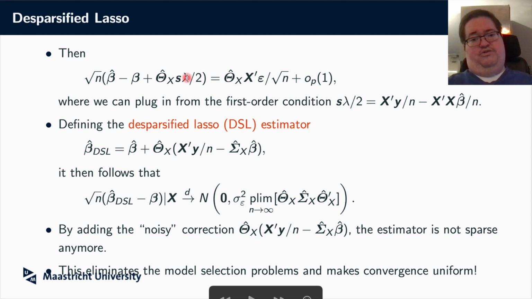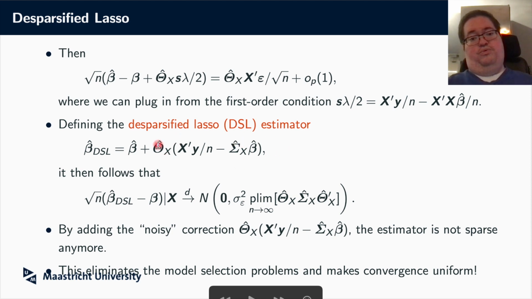So we move this part to the other side, and then we're going to reuse the first order condition, because we can write this s times lambda over 2. It's just x prime y over n minus x prime x beta hat over n. Well, if we plug that in, and in particular, if we then put terms together, this beta hat and theta x times x prime y minus x prime x beta hat, so it's all these terms, then we call this thing the Desparsified lasso estimator. So we start with the lasso, and then we add something to it.